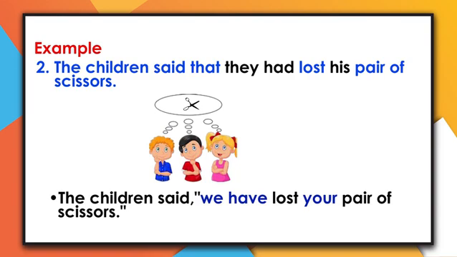I repeat the answer. The answer is, the children said, we have put a comma. After the comma, we have put our open quotation marks. Then we write the actual words of the speaker, beginning with a capital letter, and we say, we have lost your pair of scissors. There we put a full stop, and after the full stop, we put our close quotation marks.